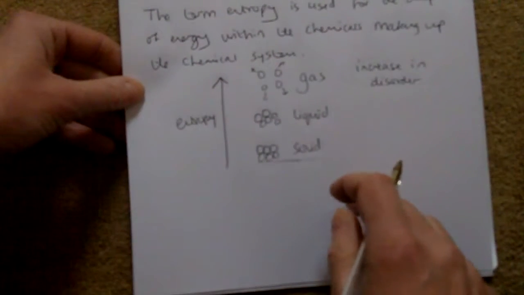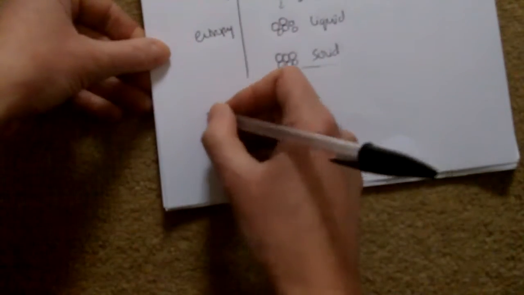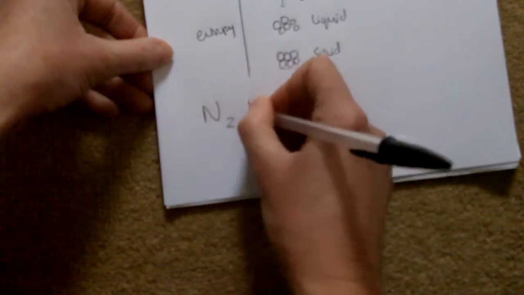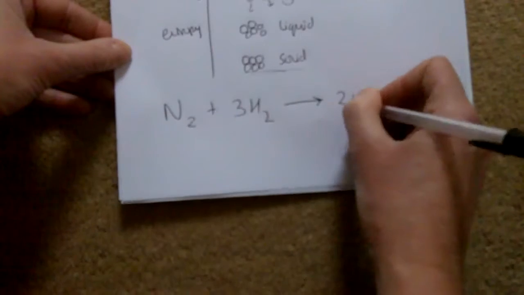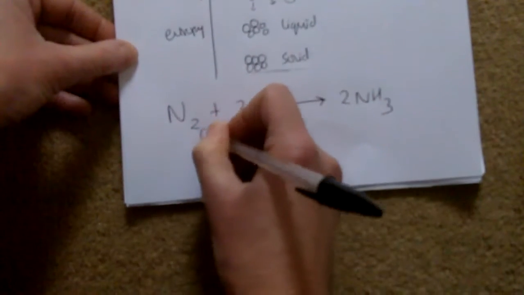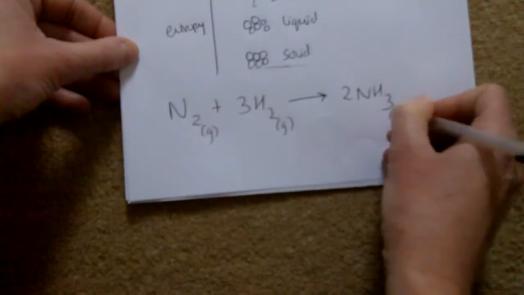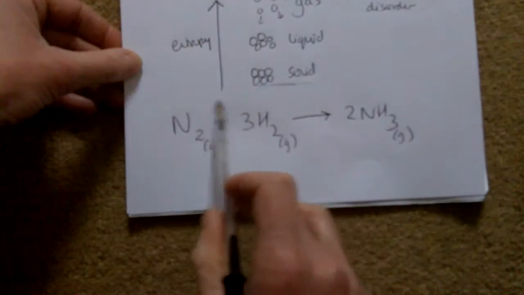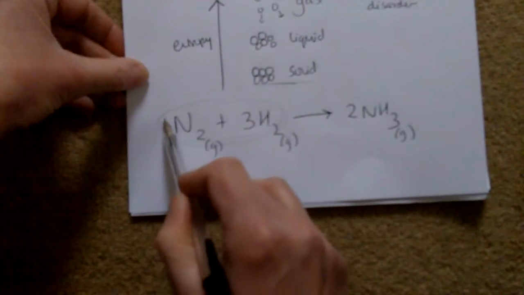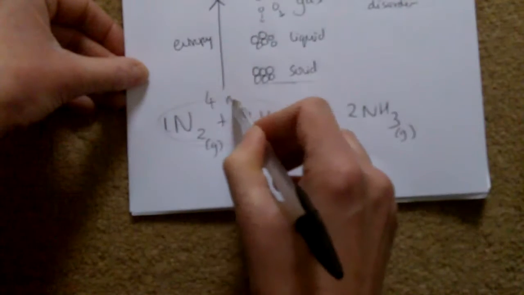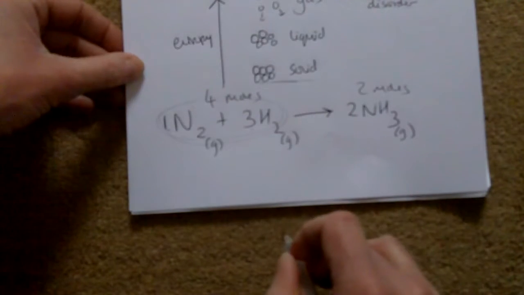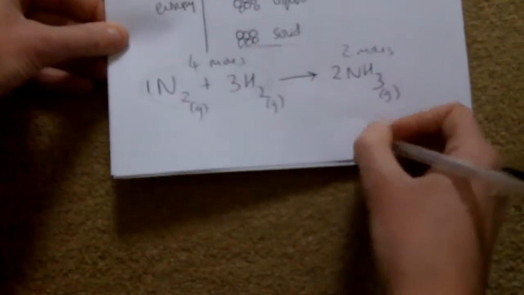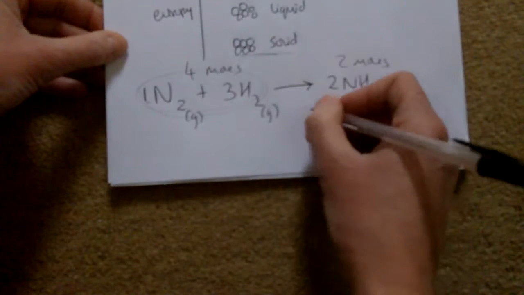Well, let's have a look at an example. So, if you take this reaction here, the making of ammonia with nitrogen and hydrogen, you're going from 4 moles of gas to 2 moles of gas. So you're moving to a system that is less random.